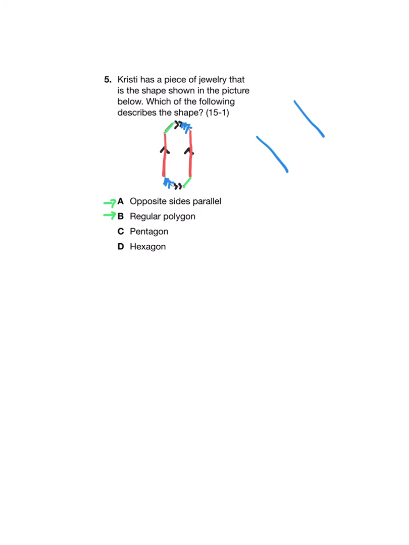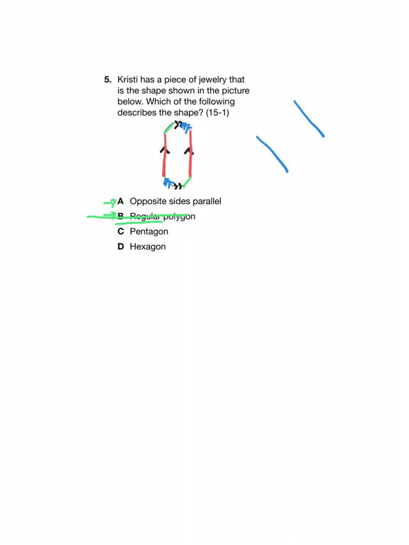In the video, they remind us that a regular polygon is one in which the lengths of the sides are equal. And we can clearly see that the sides of this polygon are not equal. So I'm going to cross out choice B.